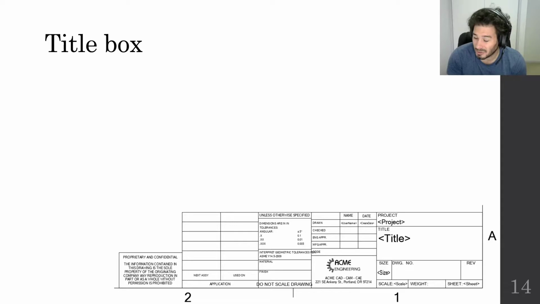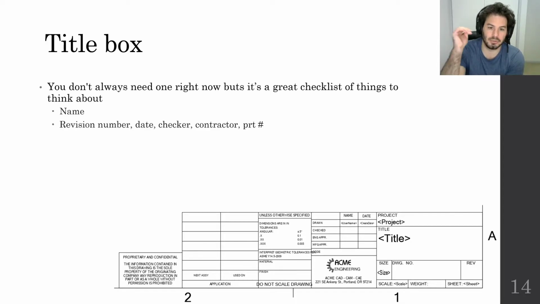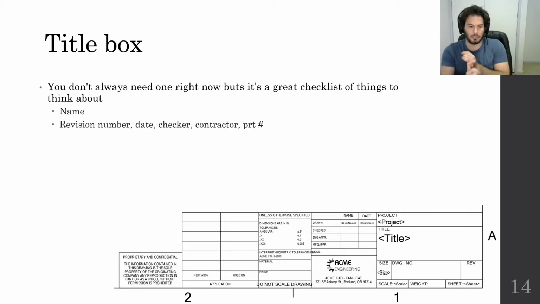Now, I wouldn't say you should be drawing them, but the reason I want to bring them up is they're effectively a really good checklist for you to think through and go, have I addressed all of these? So, you don't always need one, it's a good checklist. So things that are almost always in a title block. Does it have a name? And then does it have a revision number, date, checker, contractor? So have you done your admin properly here?